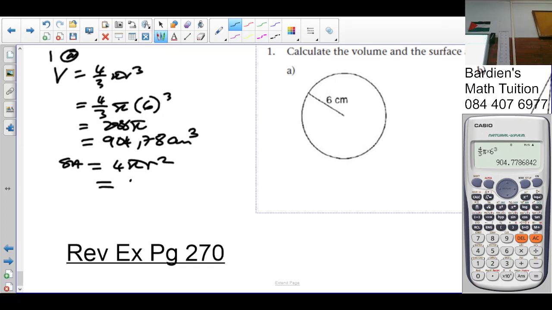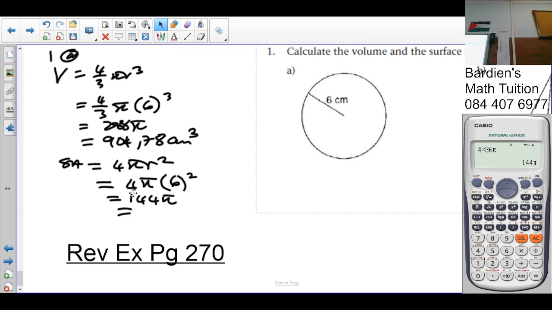Then for the surface area of a sphere, it's 4 pi r squared. Okay, so it's 4 pi 6 squared, 36 times 4 is going to give us 144, so it's 144 pi. Standard to decimal, of course, is 452.39 centimeters squared.